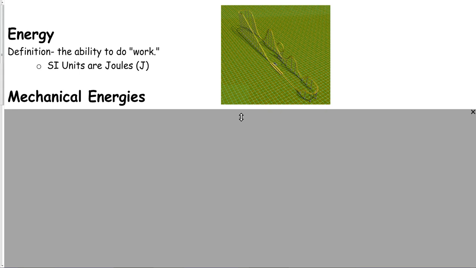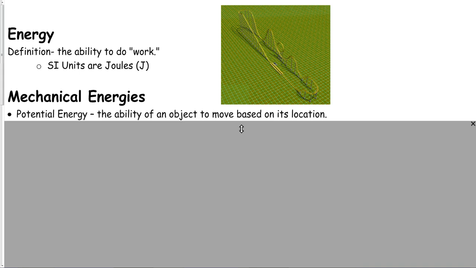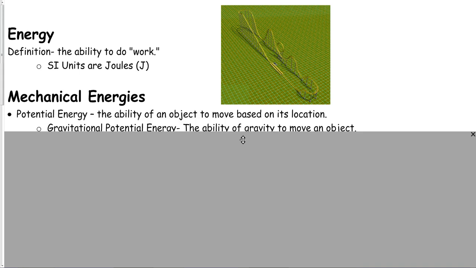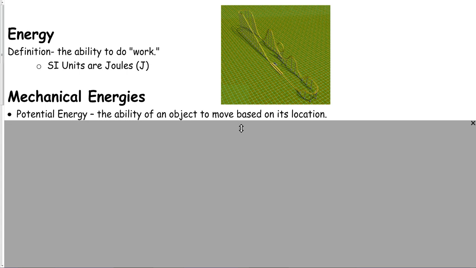So roller coasters are a good example of energy, and we'll probably pull back and do some projects over roller coasters as we go along. And I said before in the previous video that mechanical energy is the one that we are going to spend the most time on, or we're actually going to start calculating. So we're going to start off with potential energy, which is the ability of an object to move based on its location. So this has to do with the environment that the object is in.